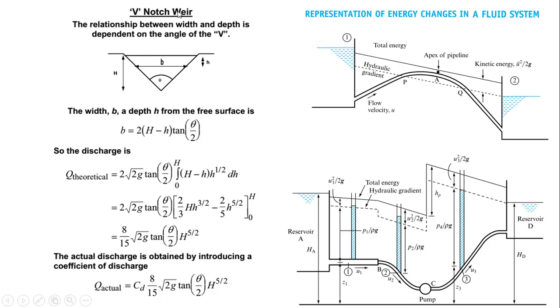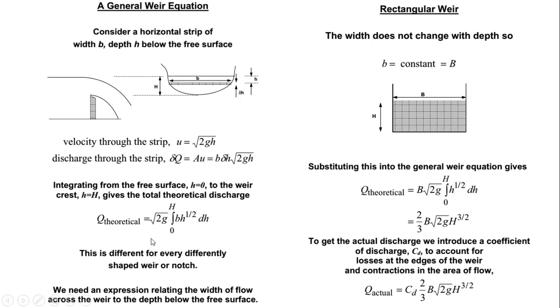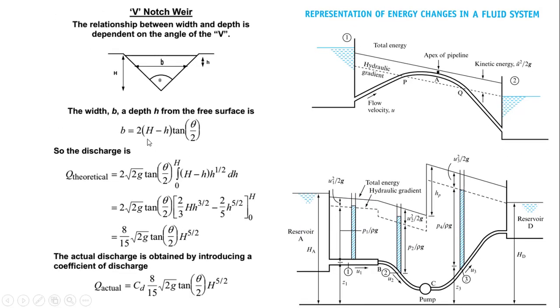Then if you've got a V notch, our B changes. It's going to be equal to 2(H minus h) tan theta over 2. Then we still come back to our general equation, which is this one. Then replace this B with the equation that we have, integrate, and you get this part. Sometimes the question will ask you to show that the actual discharge for a V notch weir is given by this equation. So you need to do all this integration to come up to this equation that we have here.